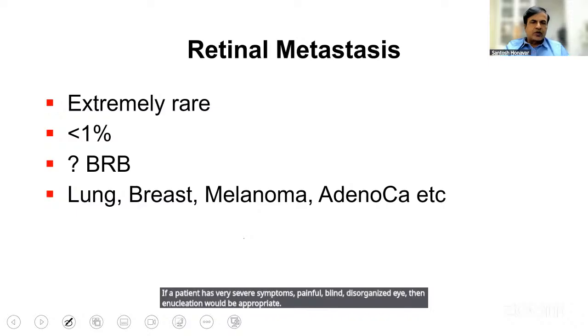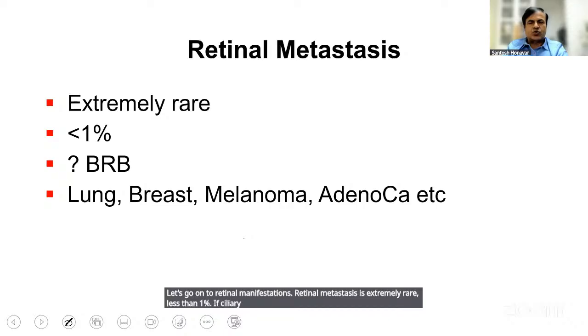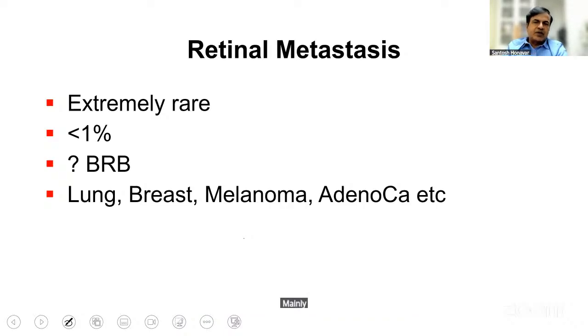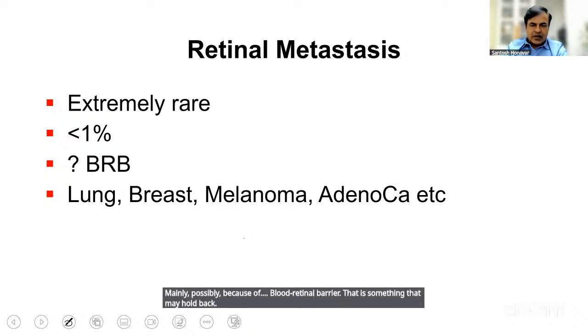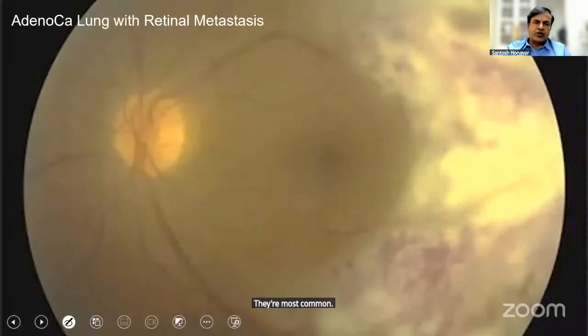So let's go on to retinal manifestations. Retinal metastasis is extremely rare, less than 1%. If ciliary body is 2%, this is less than 1%, mainly possibly because of blood retinal barrier. That is something that may hold back retinal metastasis. And if at all it happens, from CA lung, breast, as they're most common, melanoma and adenocarcinoma, etc.